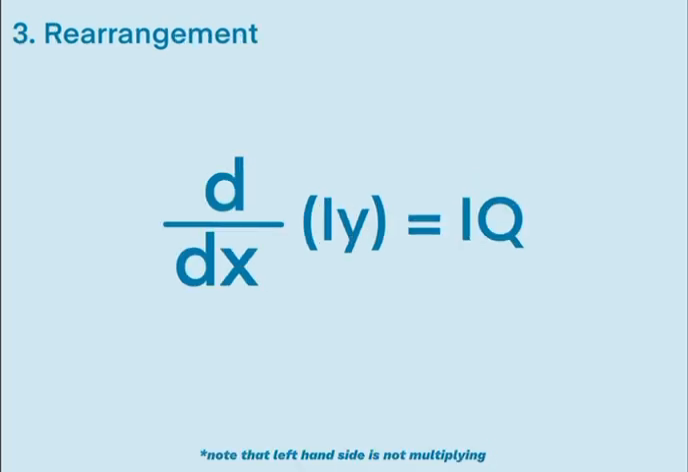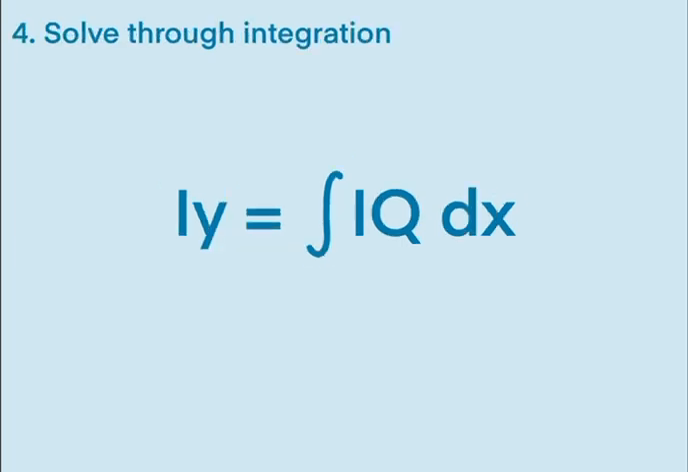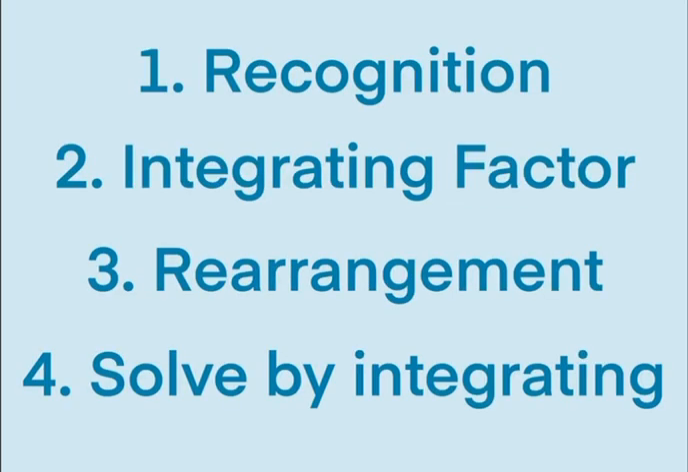Third, we are going to rearrange the equation into d over dx times iy is equal to iq. Fourth, we can integrate as normal since q is a function in terms of x. This allows us to solve for y. It's like turning chaos into order with a single multiplication.